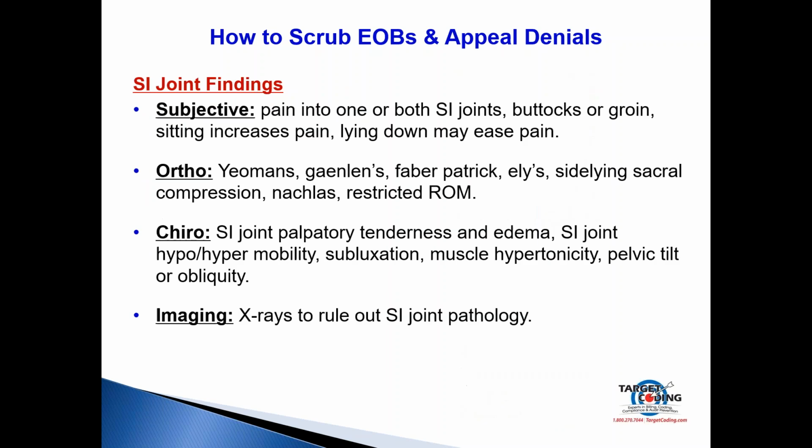Hopefully you'll have a good answer and say something like this: "Well, the patient had pain in the SI joint, and I did Yeoman's and Gaenslen's right there. Those are the two gold standard tests for any type of SI joint discomfort or problem. I palpated the SI joint, and there was hypermobility or hypomobility or pelvic tilt."